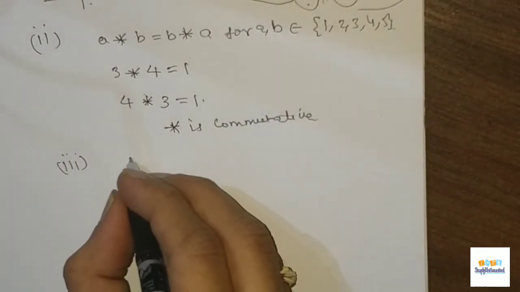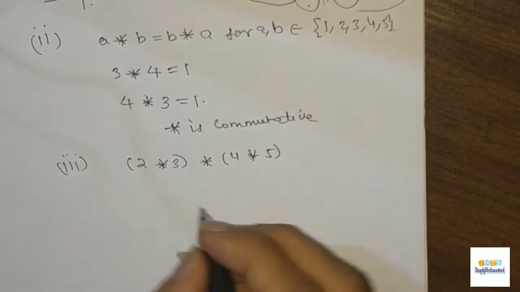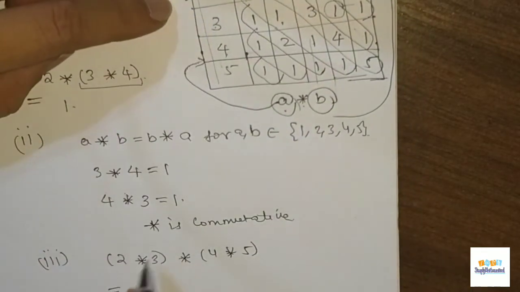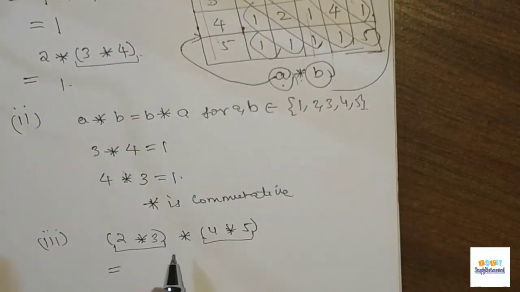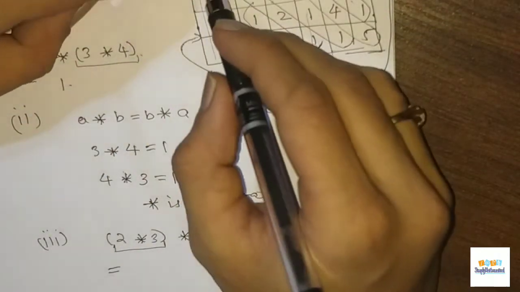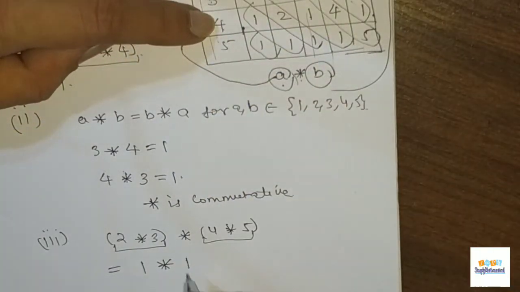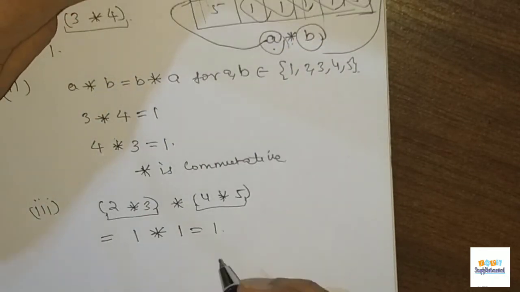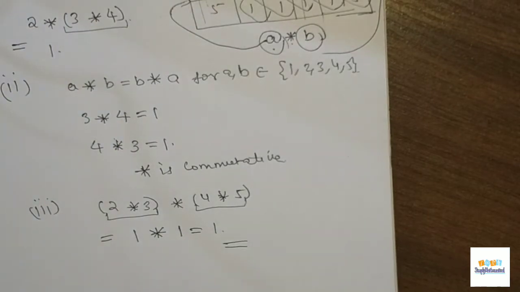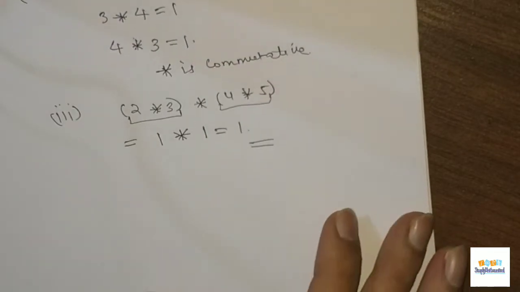So the third problem is to compute 2 star 3 star 4 star 5. So this will be equal to what? Now since there is a bracket here and a bracket here also, you can take any operation as the first operation here, or you can write both the operations simultaneously in one step. So 2 star 3 will be what? 2 star 3, which is 1. Then 4 star 5 will be what? Again 1. So here what you get is 1 star 1, which is 1. So the answer is this. Now we have done all the problems of the fourth problem. So the fourth problem is done.